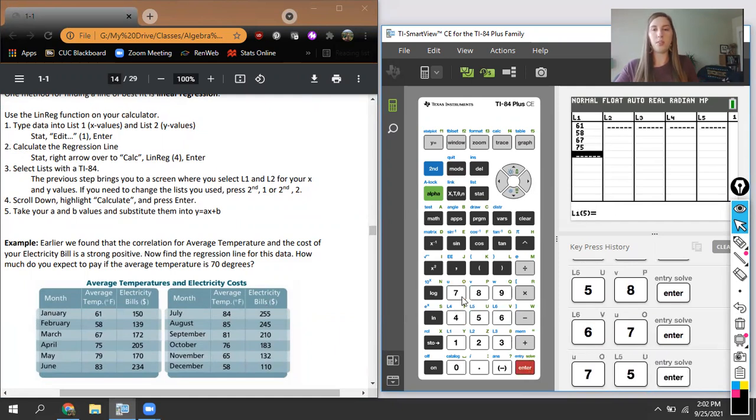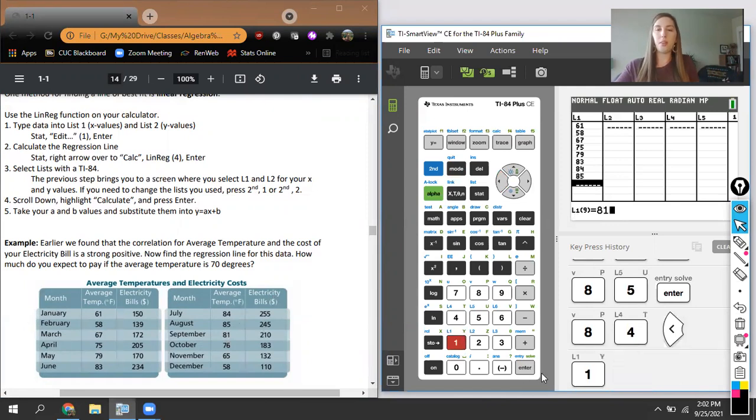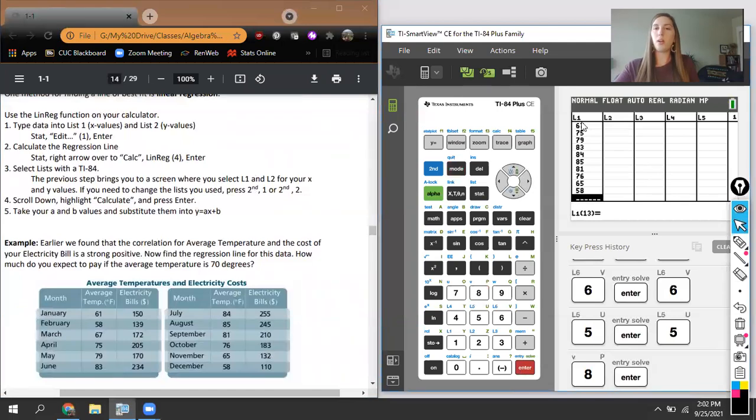So 75, 79. Now, this is the most important step that seems simple and like you won't be able to mess it up. However, this is where the majority of our mistakes happen, and it's just because people type in something wrong. So notice I just accidentally typed in 84 instead of 81. And so just make sure that you're being careful typing in the right numbers. 81, 76, 65, 58.